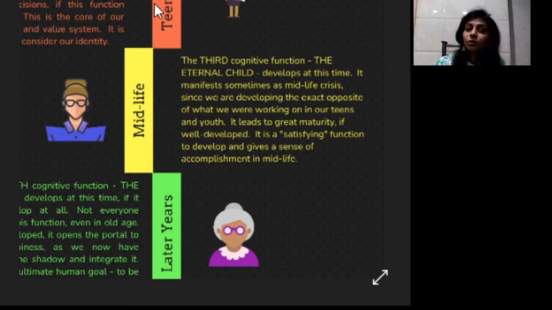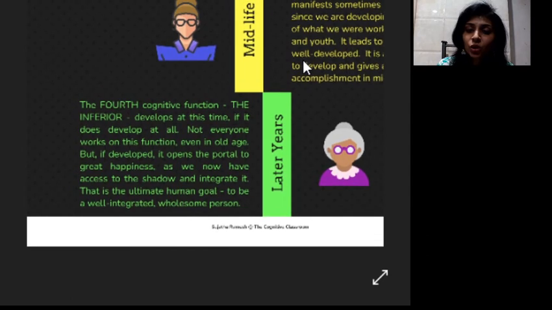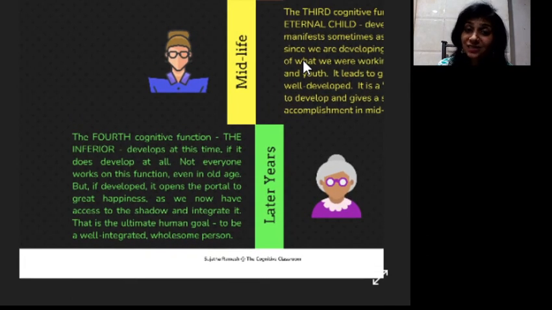And for those who develop it, either they develop it in their later years, like old age, or because of some major traumatic event, or after several hard knocks when you sort of have to develop that wisdom. So it's what contributes to our being wise. You know, that's why we call old people wise, because they have learned to integrate their fourth function.